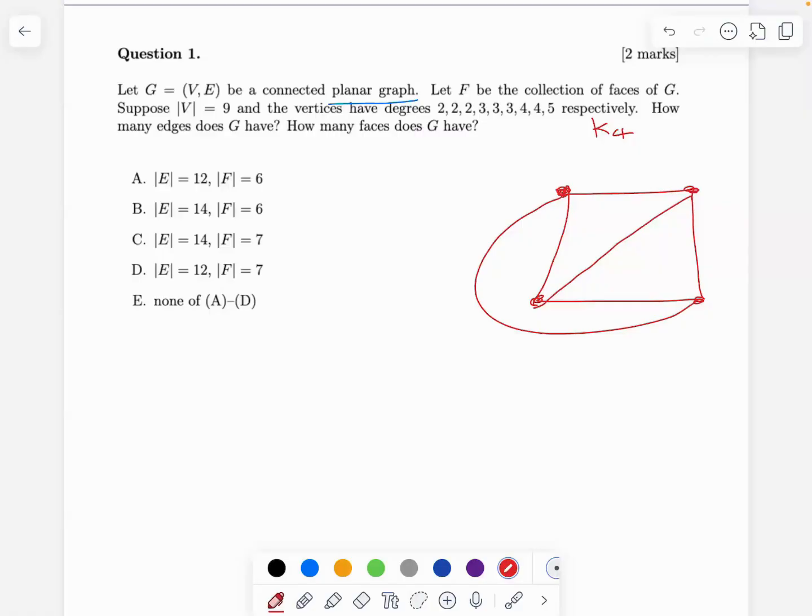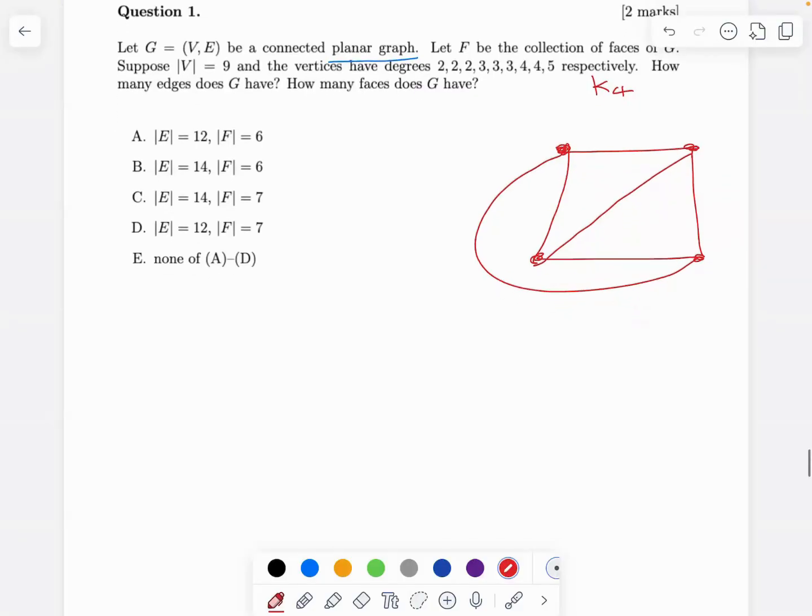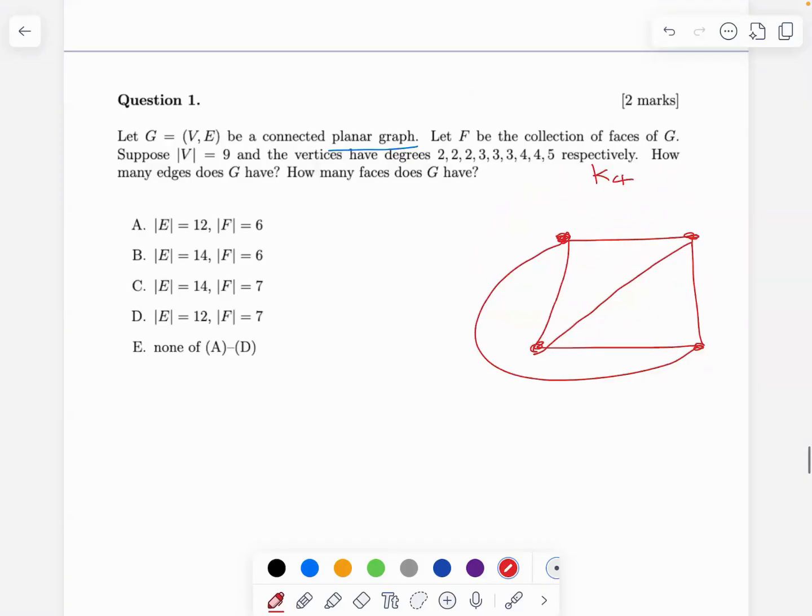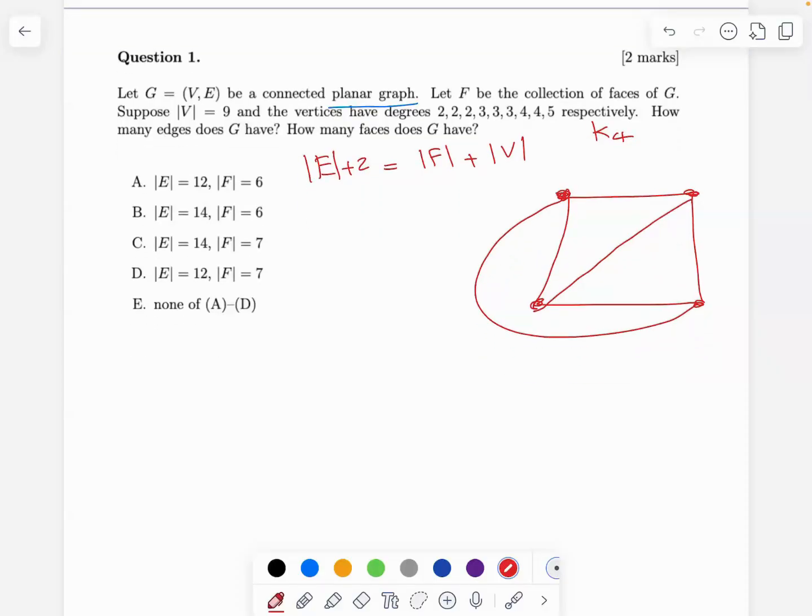Okay. So now, did we have this question last year? Yes, one of the multiple choice questions was this one. First of all, you need to remember Euler's formula: the absolute value of E plus 2 equals the absolute value of F, the number of regions, plus the absolute value of the number of vertices.